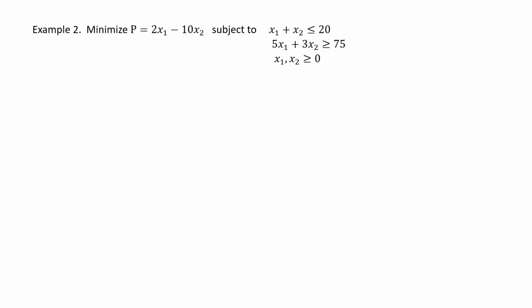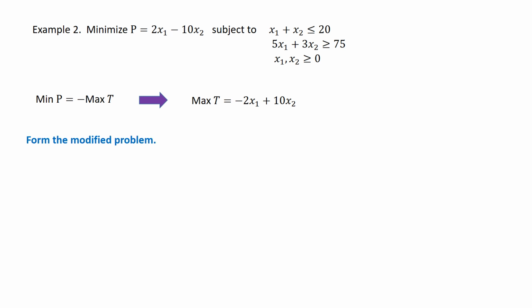So in order to minimize p with mixed problem constraints, what we're actually going to do is create a maximization function, and we're going to take the negative of it. So min p is equal to negative max t. So to create t, we just change all the signs of our original objective. So we're going to maximize t equals negative 2x1 plus 10x2. So we're going to use that along with the constraints to form the modified problem.